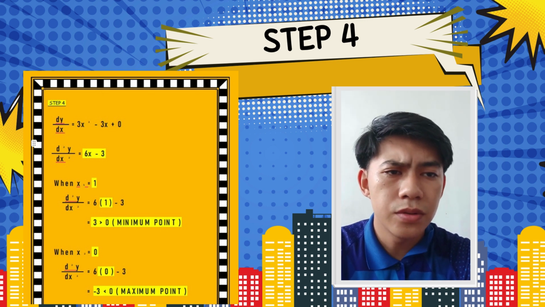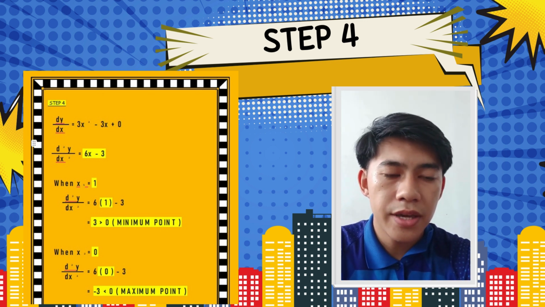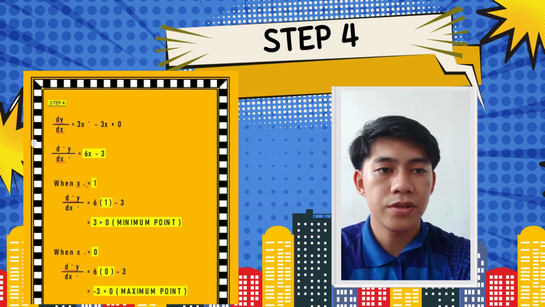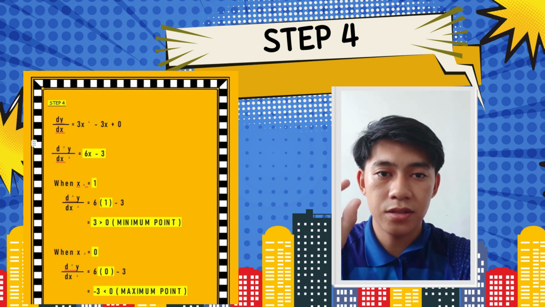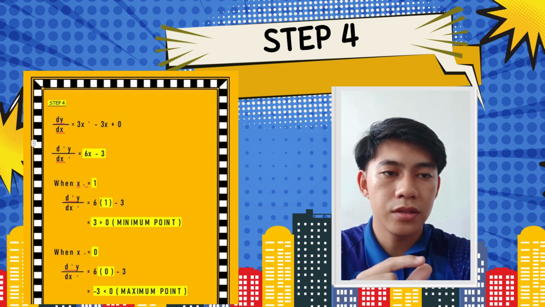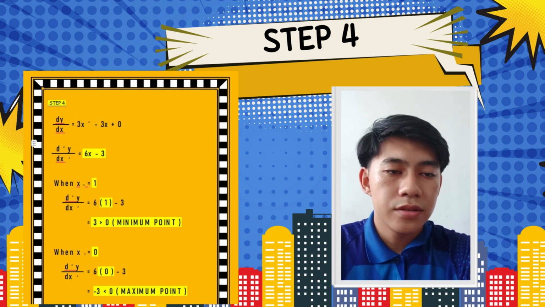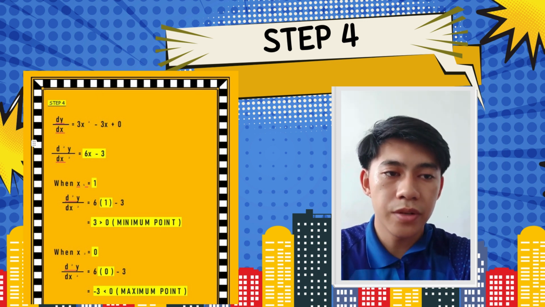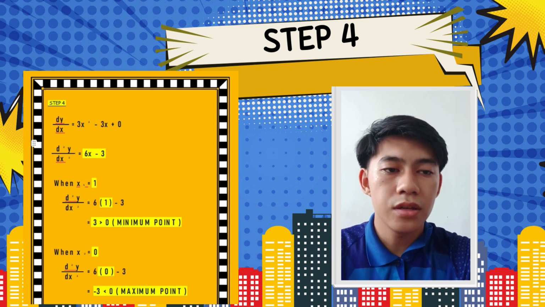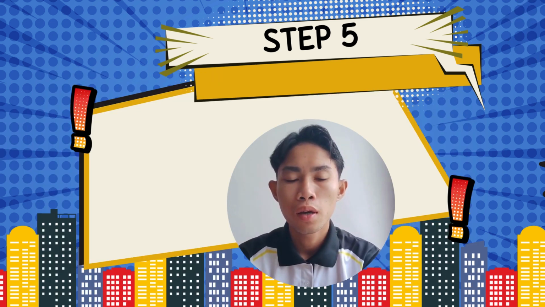Okay, we go to when x equals 1, then d power 2 y per dx power 2 equals 6 open bracket 1 close bracket minus 3, because we take x equal to 1 and put it in. The answer is 3, which is minimum. Okay, let's see when x equals 0.